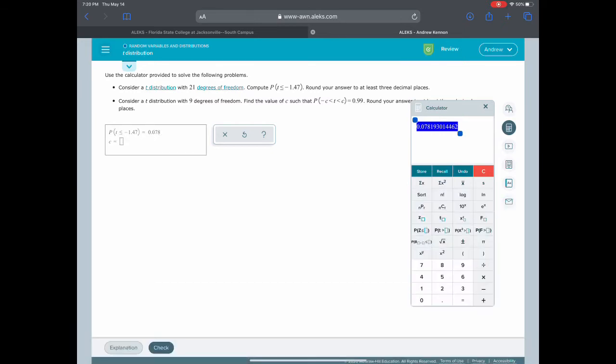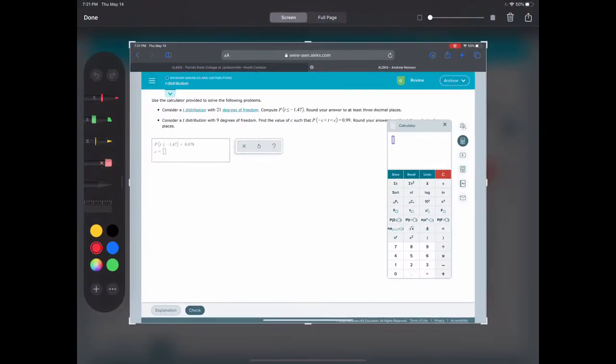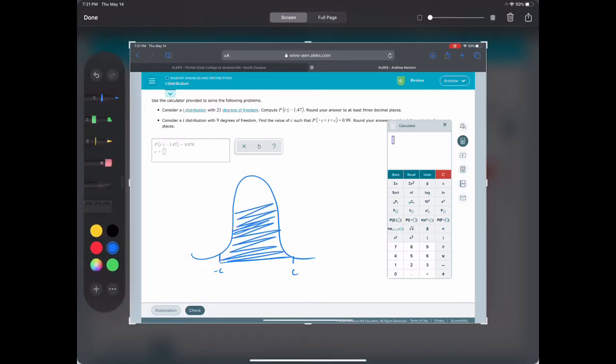All right, so this other one says consider a t distribution with 9 degrees of freedom. Find the value of c such that negative c is less than t is less than c is equal to 0.99. So this one is kind of going backwards. We have our same curve here, and we want to know what number gives us the probability of 0.99. If we had the area of 0.99, what is the t that goes along with that?